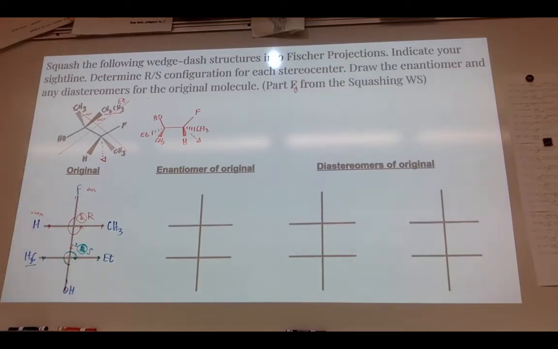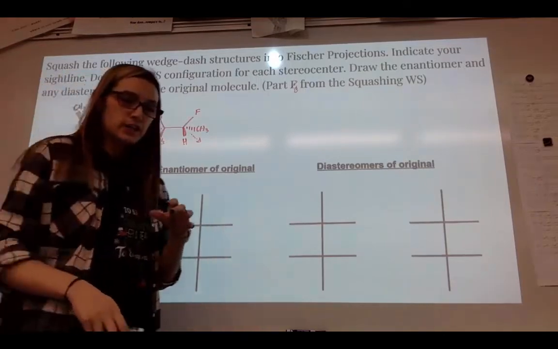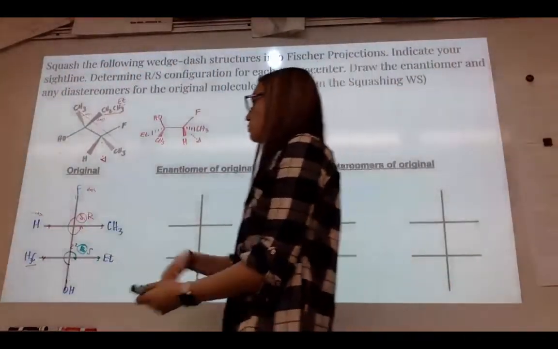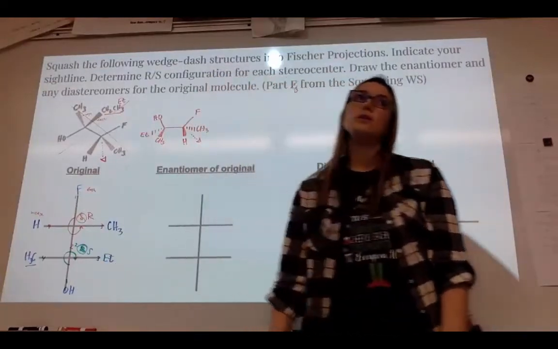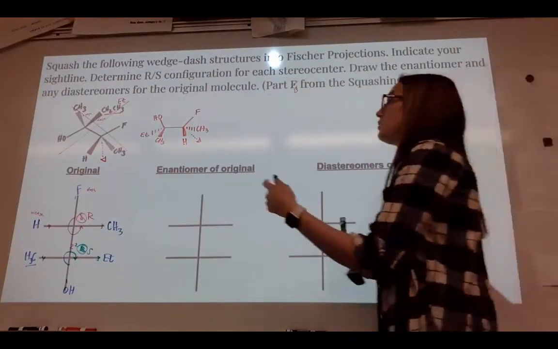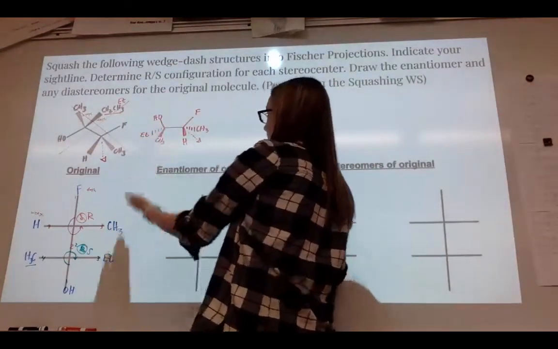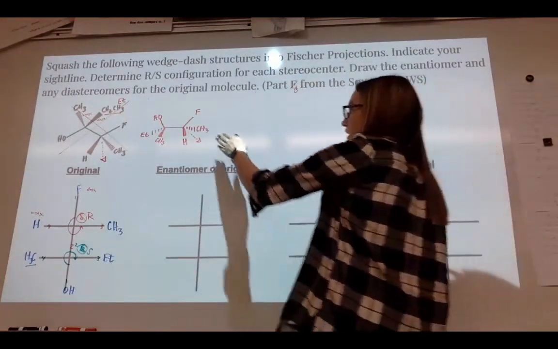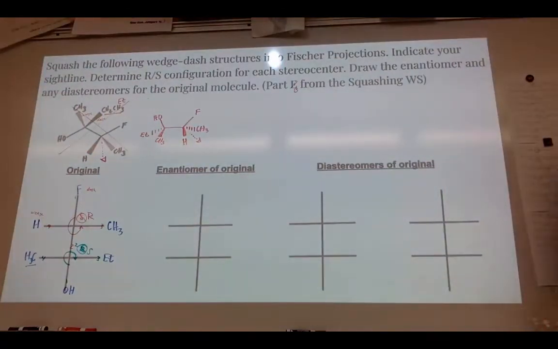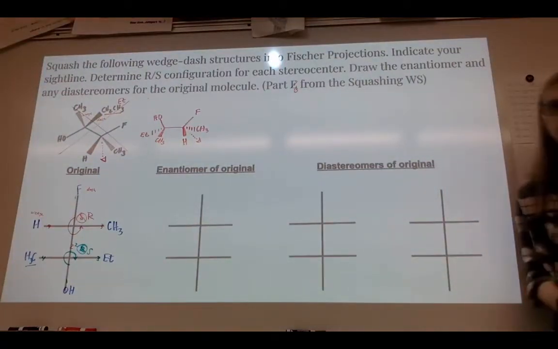So when you're looking at Fischer projections, in order to use the steering wheel, the lowest priority group needs to be vertical. If it's not, you switch the designation. If you're looking at a wedge dash structure and you're looking at stereocenters, then you're just looking at where's the lowest priority, what is it? If it's a dash, we're good to go. If it's a wedge, we flip it.